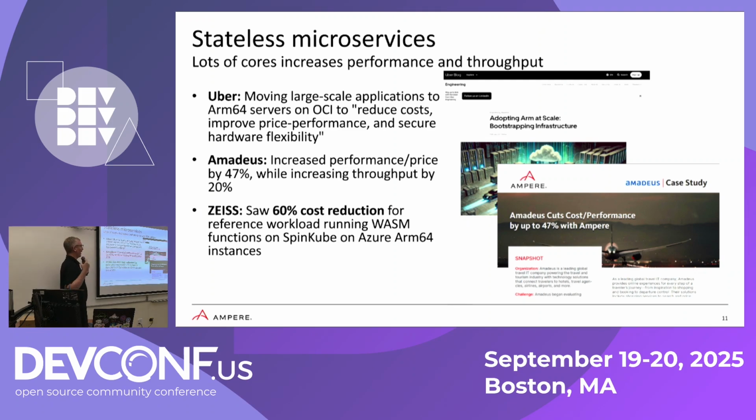Uber has done a massive migration of their infrastructure to ARM64 instances on OCI running on Ampere. The main reason is price, but their secondary reason was to meet their environmental and carbon commitments, right? Moving to a more power efficient processor is a big win on multiple axes.